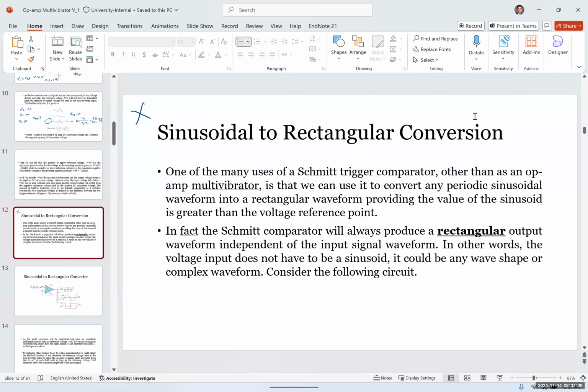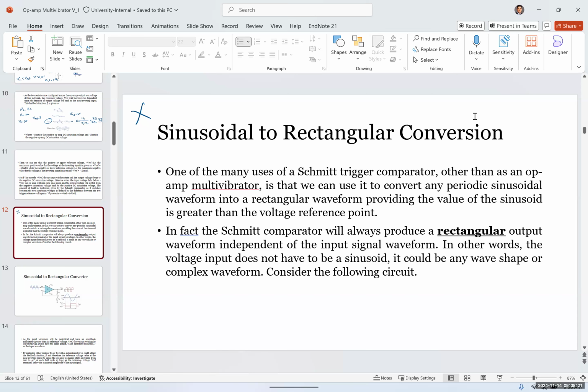Today, we're going to speak about sinusoidal to rectangular conversion. One of the many uses of this Schmitt trigger comparator, other than using it as an op-amp multivibrator, is that we can convert any type of signal, not just sinusoidal. We can use it to convert triangle, sinusoidal, and any type of signal that doesn't look like a rectangular signal to a rectangular signal. So we can use that as a converter as well to create a perfect rectangular waveform.